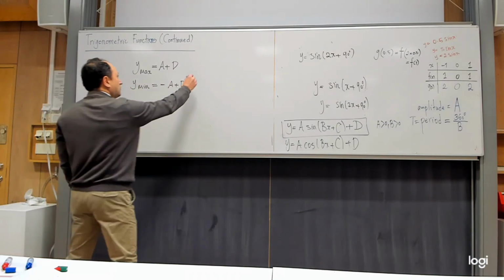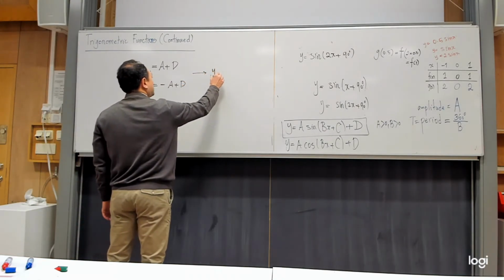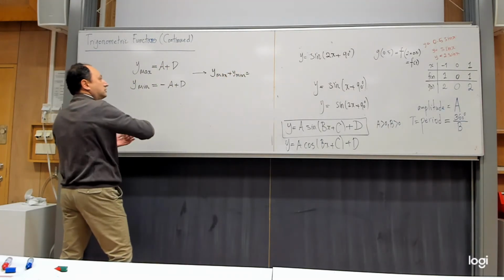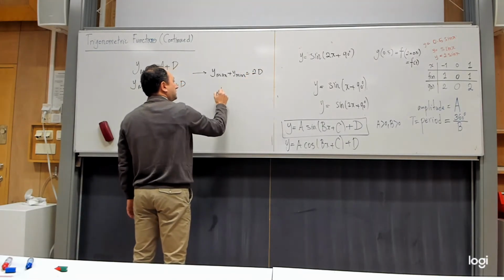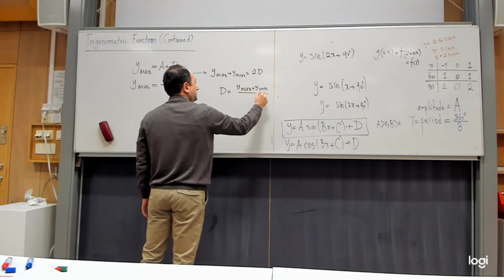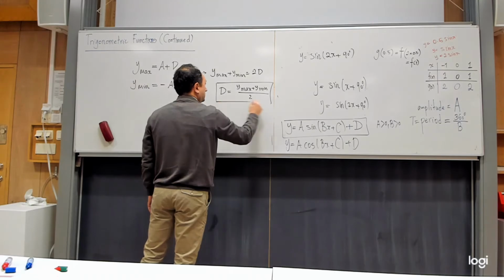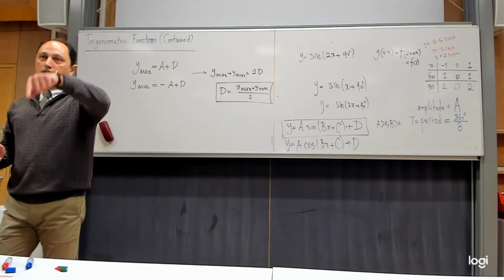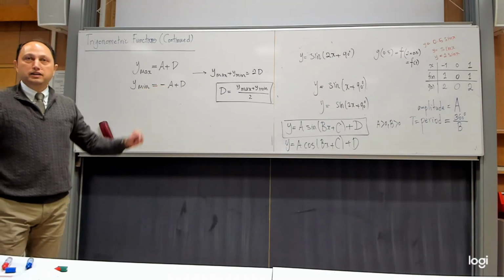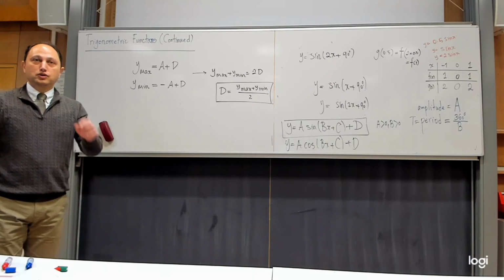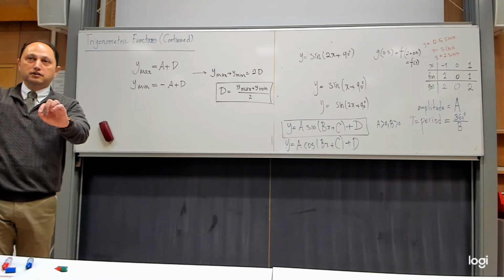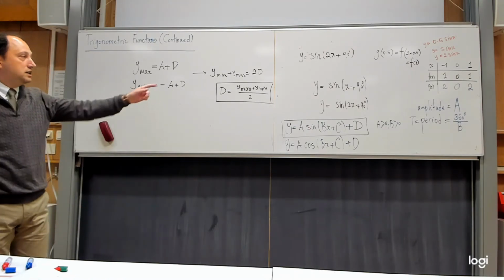Now you see what happens if I add them. This one and that one are gone, 2D. And then D becomes y max plus y min divided by 2. This is a nice formula. So if you see an oscillating graph of a sine or cosine function of this type, and I ask you to find D, you need to find the highest value for y in the graph, find the lowest value for y in the graph, add them and divide by 2, and it gives you D.